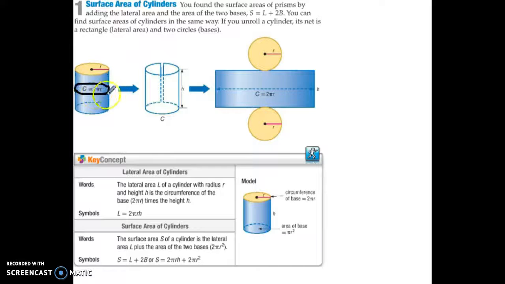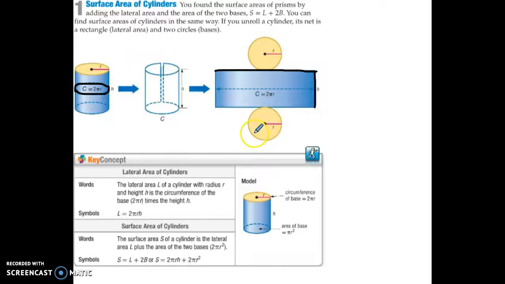Okay, so when I unfold this, think about peeling a label off of a soup can. If you unfold it, this length right here, once it's unfolded, is the circumference of the circle. So the length of this rectangle is 2 pi r. And if I want to find the area of a rectangle, I take the base times the height. So this is my base, and then my height, however tall the soup label is, or the can is.